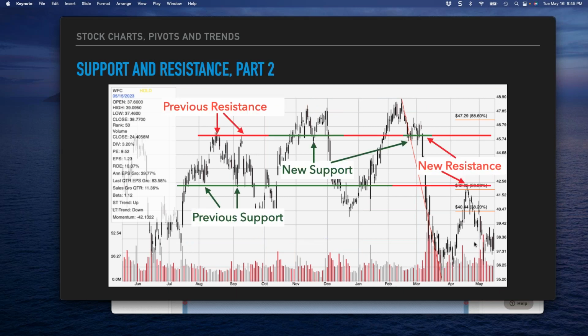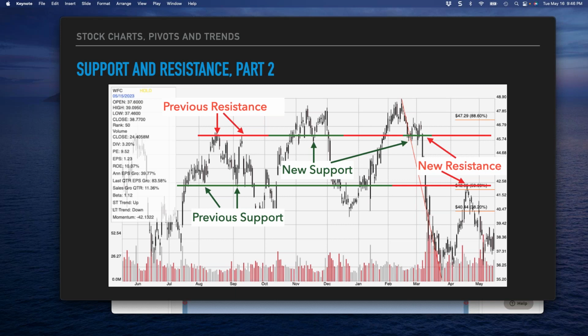This is another way to demonstrate this idea of previous support, previous resistance providing new support and new resistance. We can see that this level right around $42 roughly provided support for the stock in August.